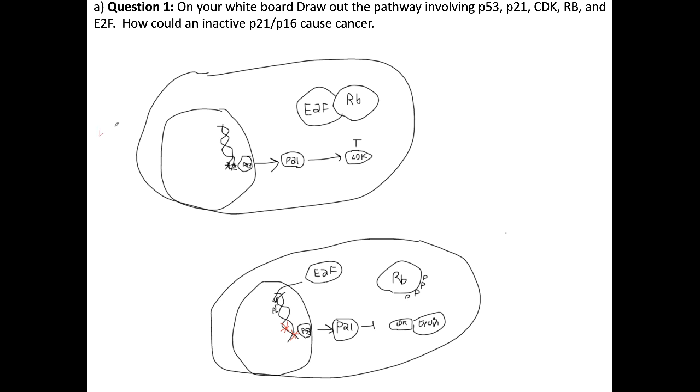So up here, the top one, this is what would normally happen. We get a mutation in the DNA. P53 recognizes that mutation, it activates P21. P21's job is to bind to CDK. When it binds to CDK, CDK can't bind to cyclin. If it can't bind to cyclin, it can't phosphorylate RB, releasing E2F. So in this state, with a mutation in the DNA here, P21 puts a stop on the cell cycle. Once the mutation is fixed, P21 will degrade, and once again, the cell cycle can move forward.